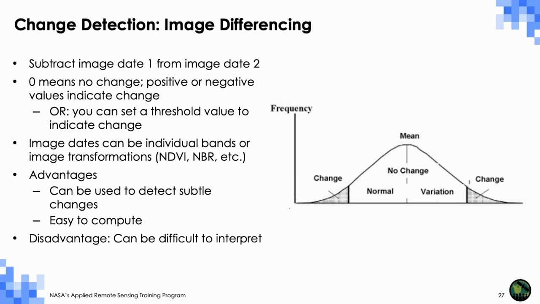So the change image consists of positive and negative values where change has occurred and zero values where no change has occurred. So the advantage to this approach is that it can detect subtle changes, but sometimes it can be a little bit difficult to interpret.